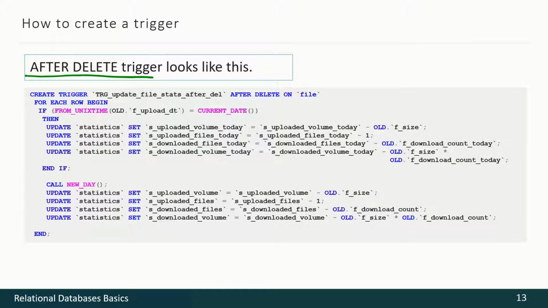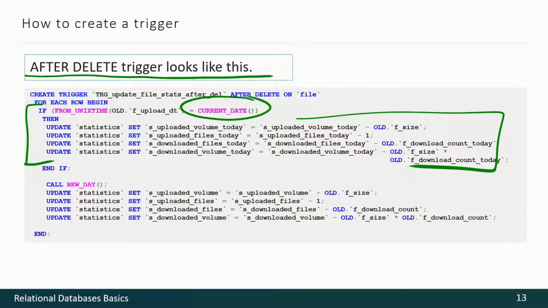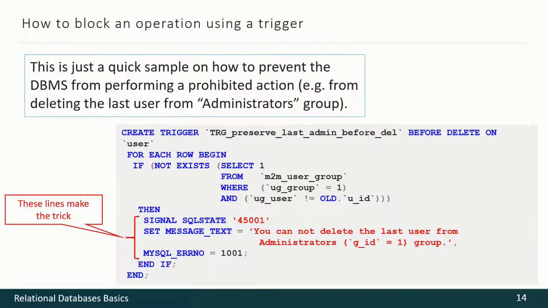The after delete trigger is a little bit simpler than the after update trigger. Here we also have to check if the deleted file was uploaded today and correct today's statistics. Then we have to check for the new day and update the overall global statistics. The last example here is how to block an operation using a trigger.